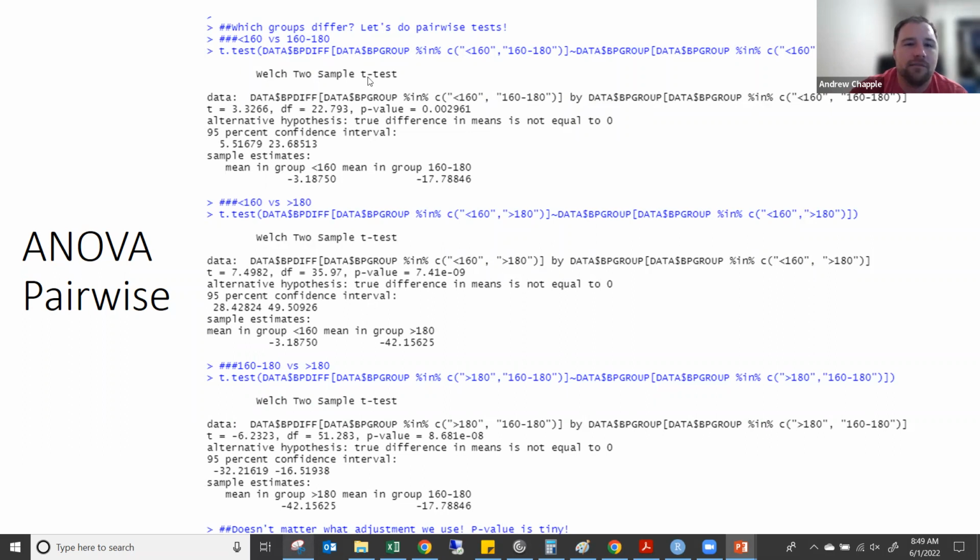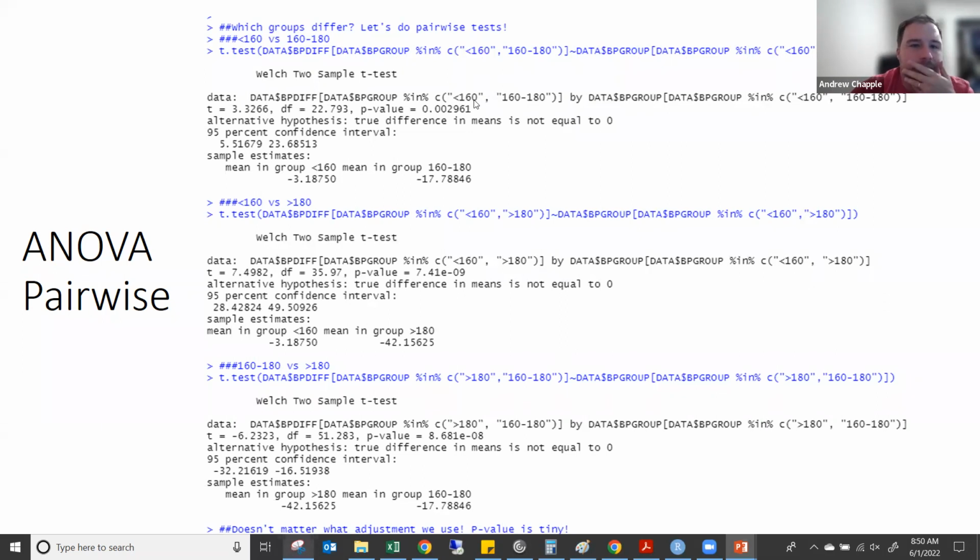So here I'm plugging in via formula, and I'm saying I want to only look at the blood pressure groups less than 160 and 160 to 180. And so I'm telling that here in the group. So I'm doing tilde group. Just imagine I've basically created two vectors, which are subvectors of the data. It doesn't have the full data structure anymore.